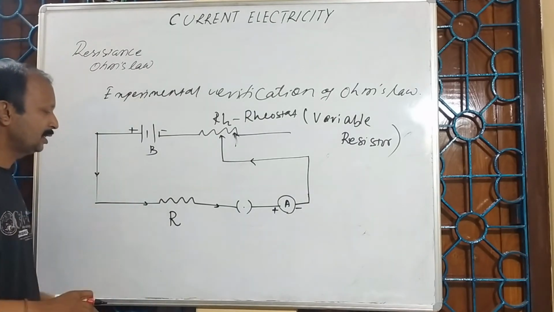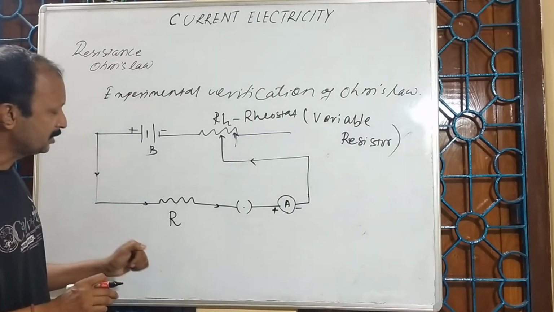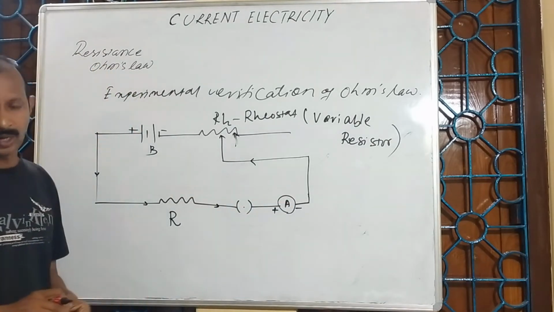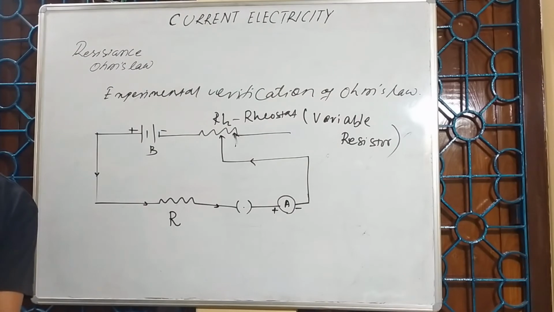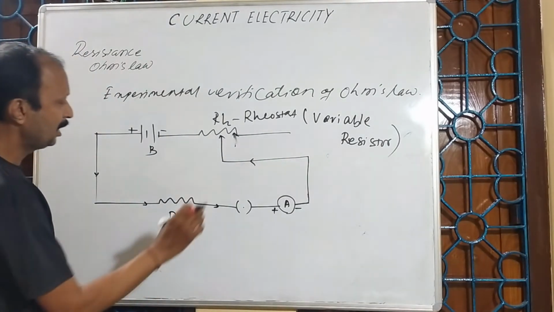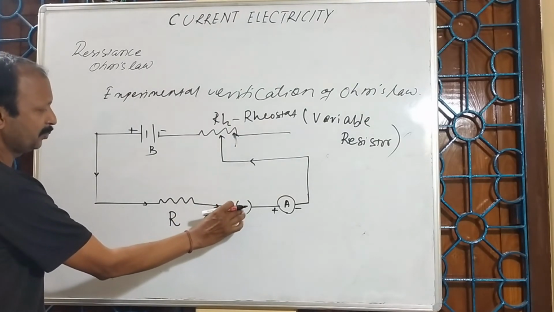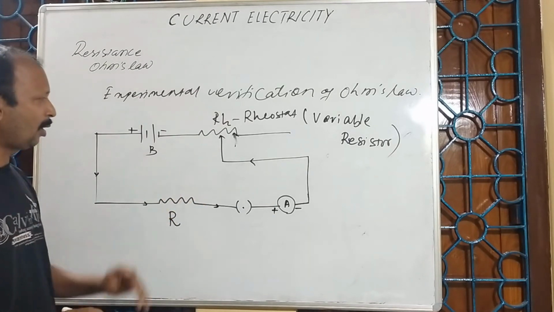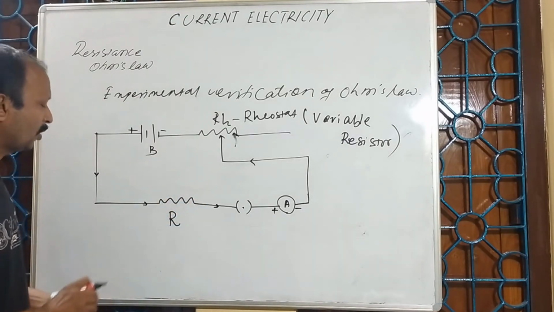This is the battery, this is a standard resistor, this is the key, this is the ammeter to measure the current. Now we start the experiment. The switch is here; suppose I made it on. So the switch is on, there will be a flow of current.